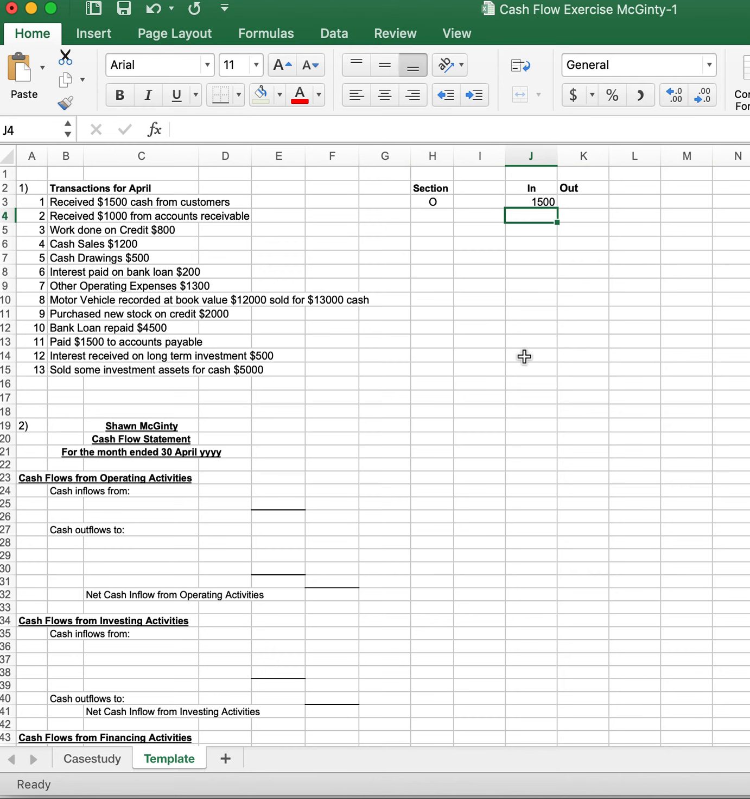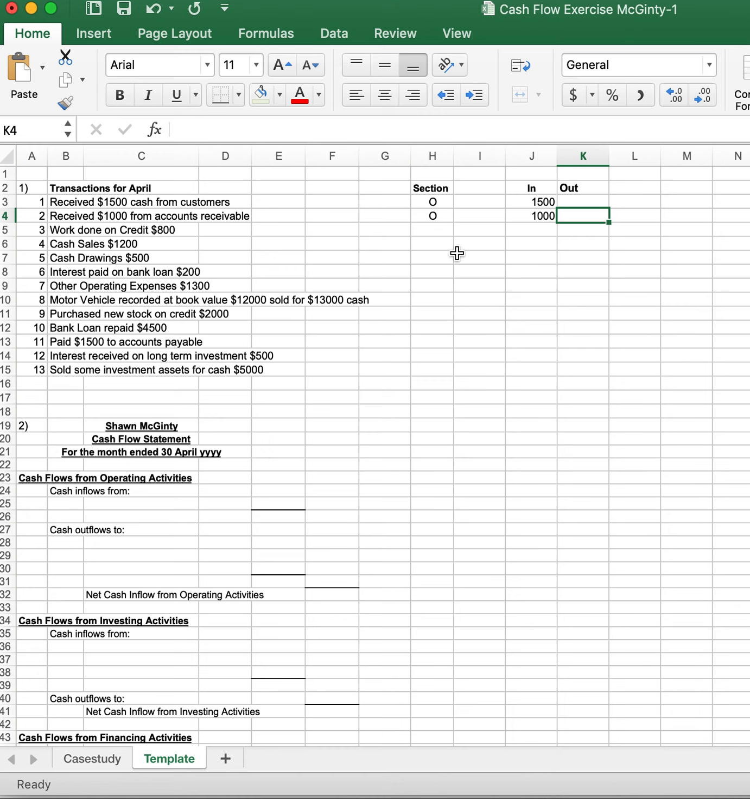Received $1,000 from accounts receivable. That's people who did owe us money at the beginning. That still was an operational thing, presuming the invoices that they're paying are for sales, and it's not for something like a capital item that you've sold. So that is a presumption, but we're good with that. And that's money in as well.